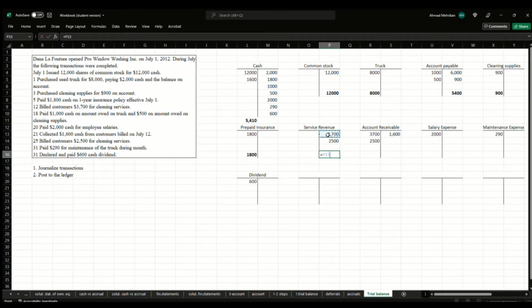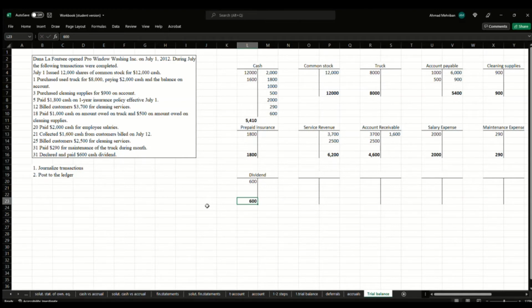Here we have 3,000 plus 2,500. Moving on, we have account receivable minus the credit side of it, what we paid back, and 2,000 here, and 2,290 here, and lastly 600 stay the same. So this is it. We posted it. We have all of our balances.